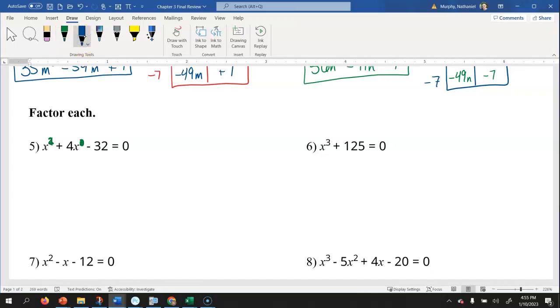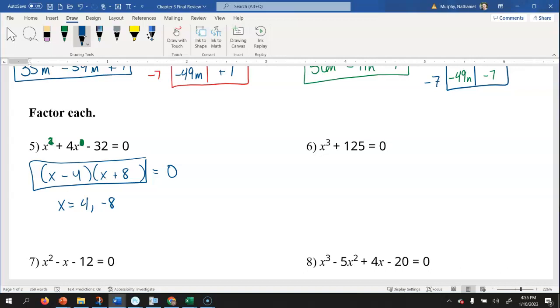All right, so what two numbers multiply together to be negative 32 that add up to be 4? Is that possible? Yes, it is. Because negative 4 times 8 would be negative 32, and negative 4 plus 8 would be 4. Now, this just says factor, so this is all we have to do. But if we had to solve this, we would set each factor equal to 0. We would get x equals 4, and we would get x equals negative 8. But this would be the factored form.